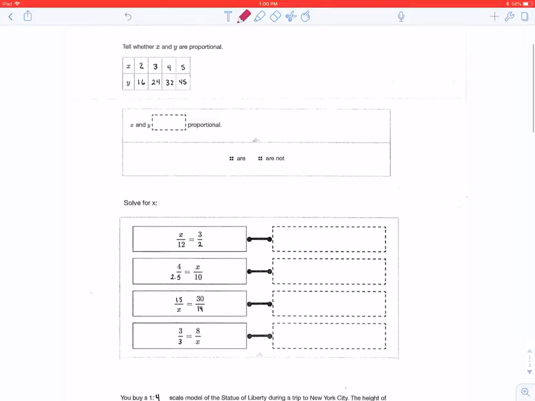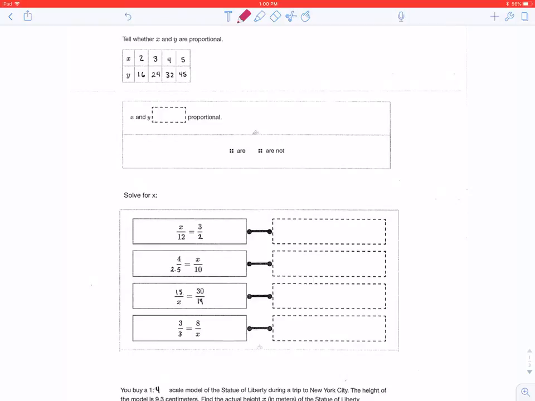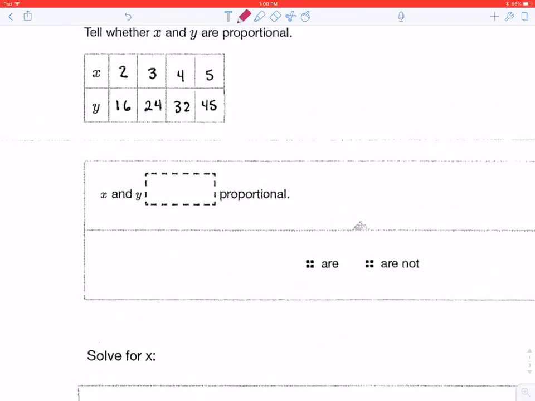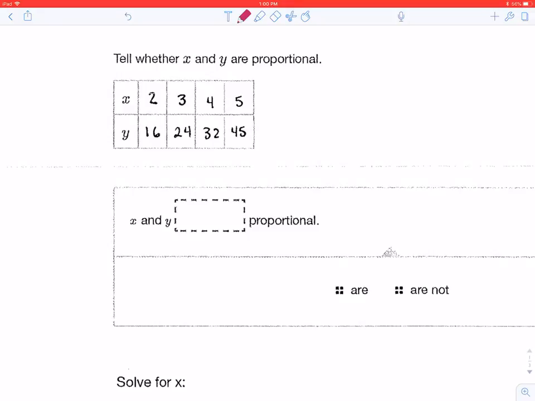So this is the Chapter 5 warm-up, so if you are on Chapter 4, you shouldn't be watching this video. For Chapter 5 people, the first question asks, tell whether x and y are proportional. And so we talked about during our last class that a proportional relationship exists when two ratios either simplify to the same fraction or divide into the same decimal, but they all have to be equal to one another essentially.